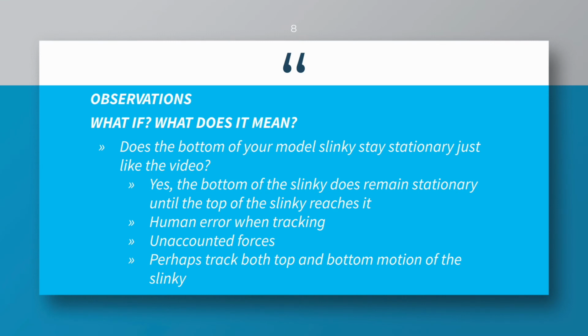So let me go through some of my observations and explain the understanding and concepts behind this lab. So yes, the bottom of the Slinky does remain stationary until the top of the Slinky reaches it. Essentially, the bottom of the Slinky stays stationary because of the tension force and weight force, which act in equilibrium, canceling each other out. However, as the drag force increases and this information propagates to the bottom of the Slinky, it begins to fall. And that's the end of this lab.